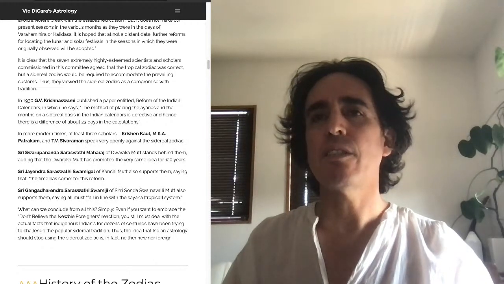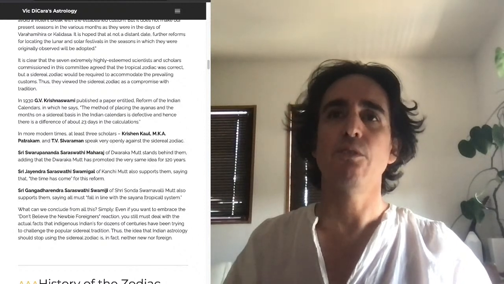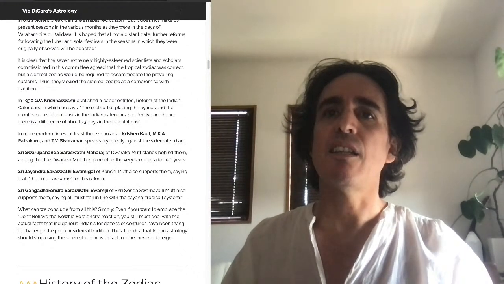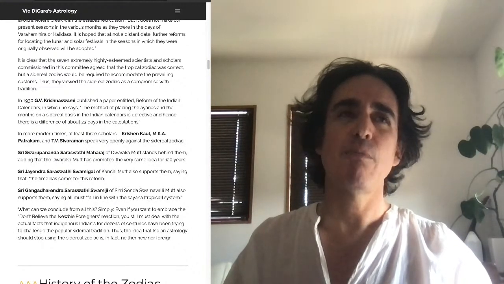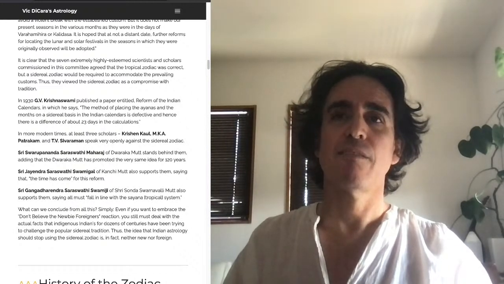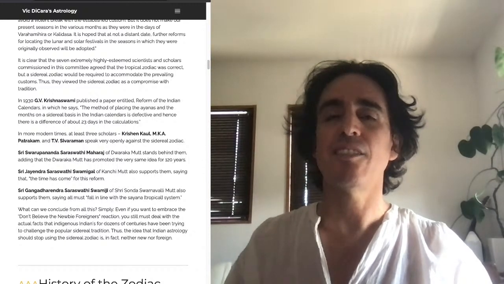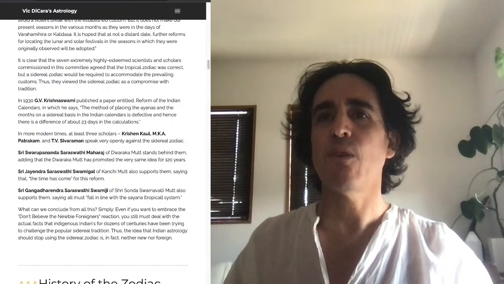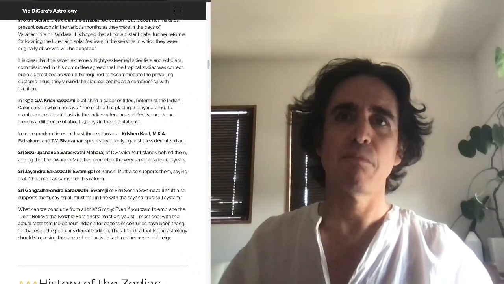Sri Jayendra Saraswati Swamigal of Kanchi Mutt also supports them, saying the time has come, quote, "for this reform." Sri Gangadharendra Saraswati Swamiji of Sri Sonda Swarnavali Mutt also supports them, saying all must, quote, "fall in line with the Sayana system." Sayana means tropical. So I'm not the only one who's kind of militant. Gangadharendra Saraswati Swamiji says you better fall in line with the tropical system.